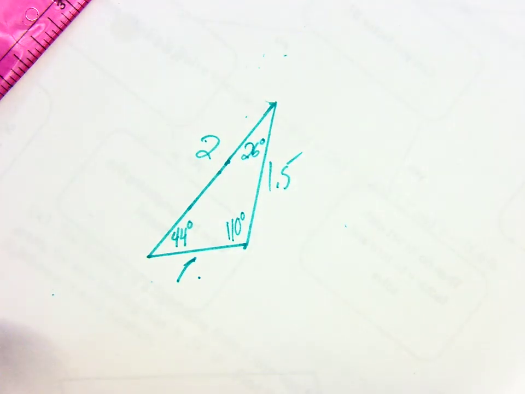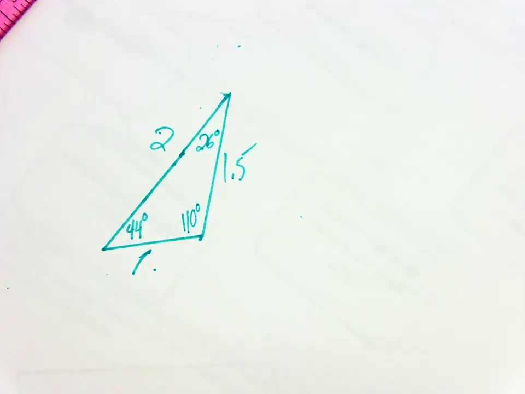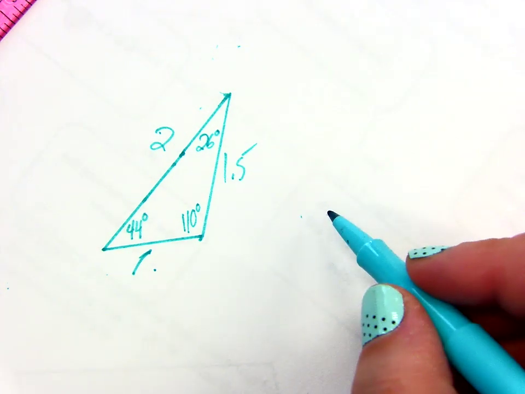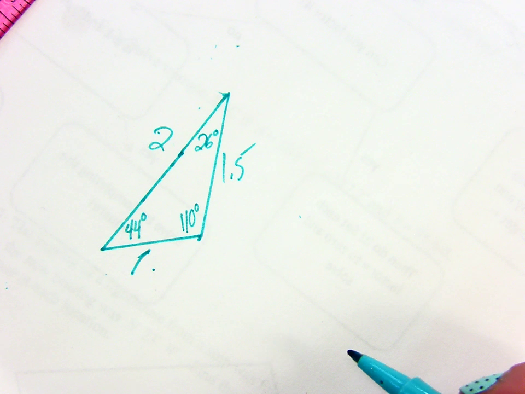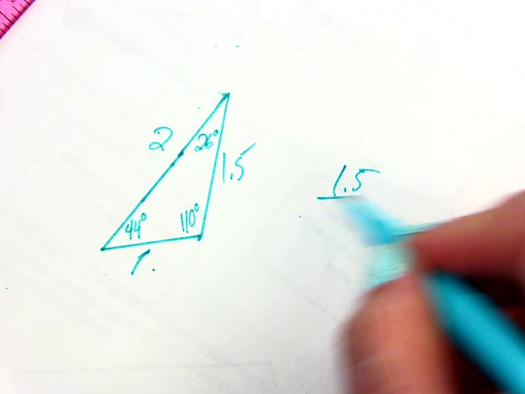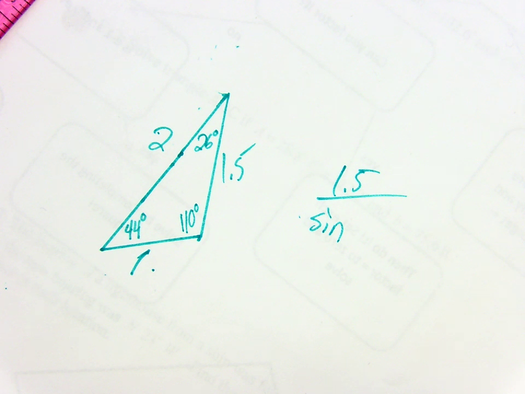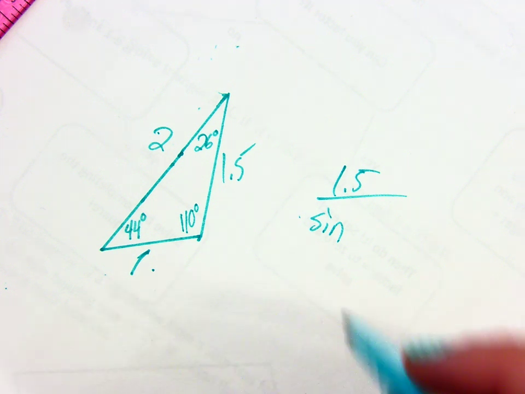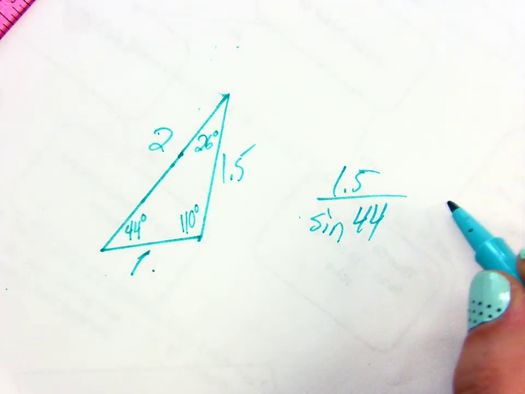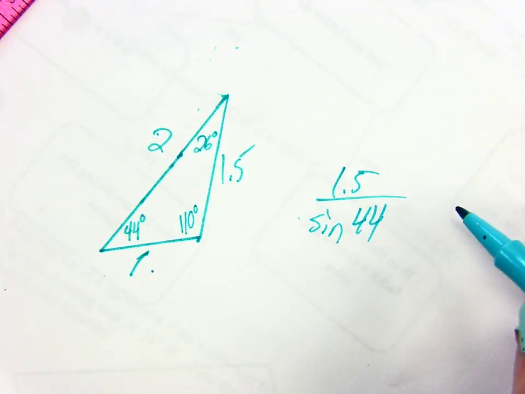So, the law of sines tells me I can take any one of the 3 sides. Pick one. Well, 1.5. I can divide it by the sine of the angle across from it, which would be the angle 44. Well, it's more so down to the left, not straight across.